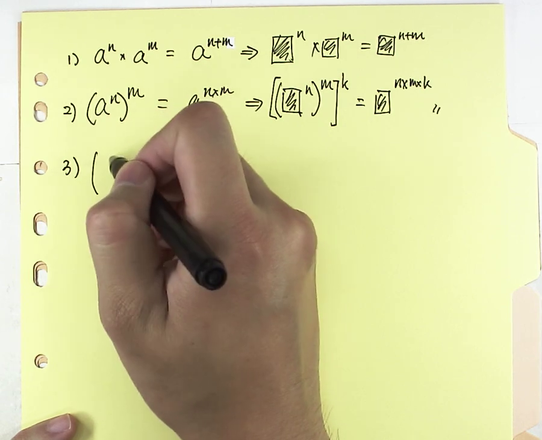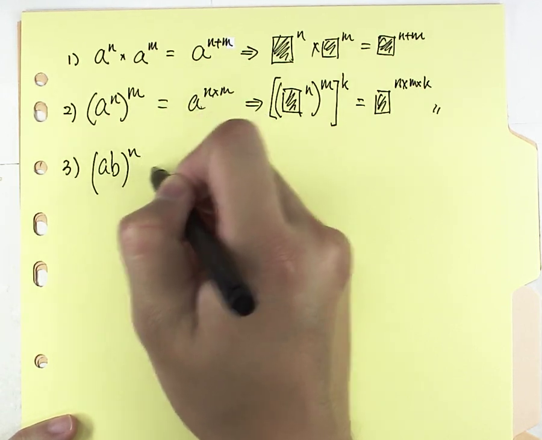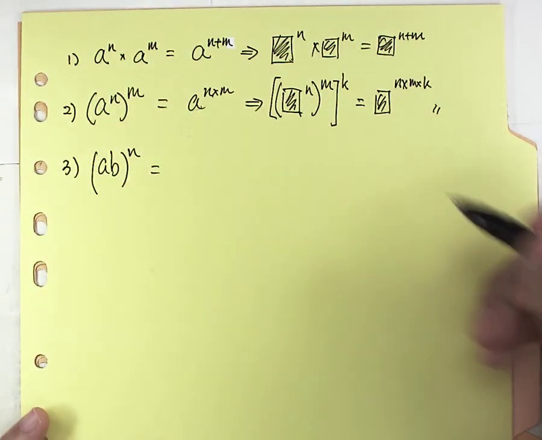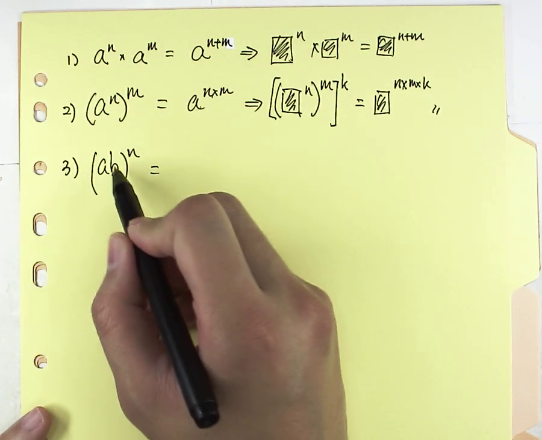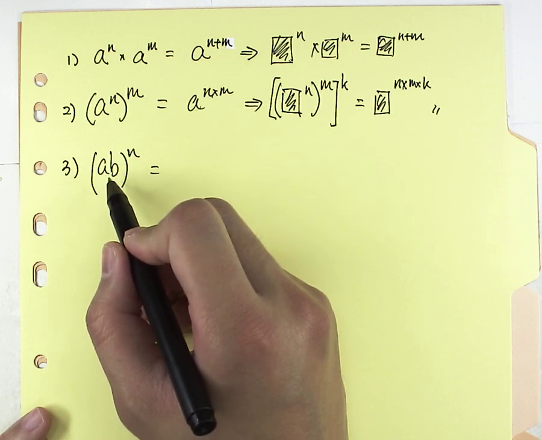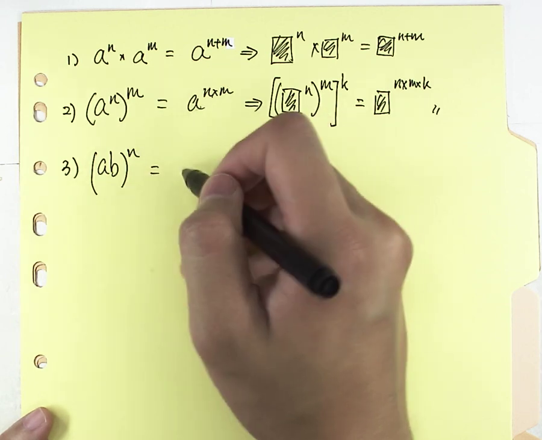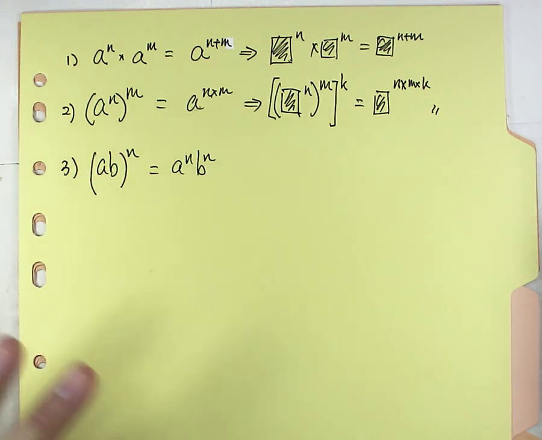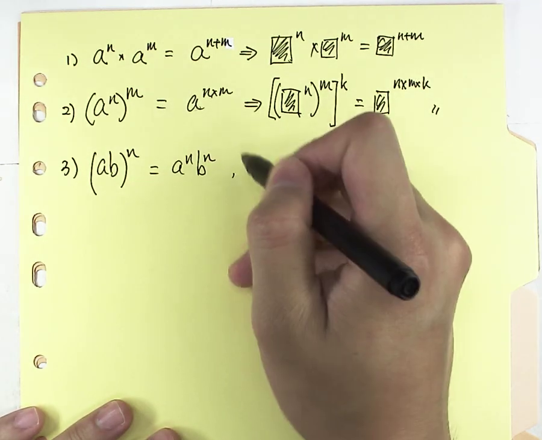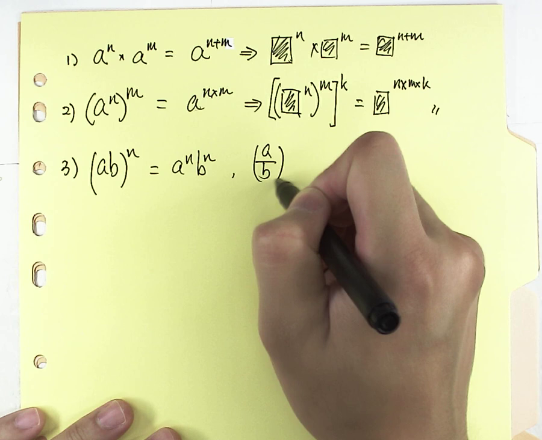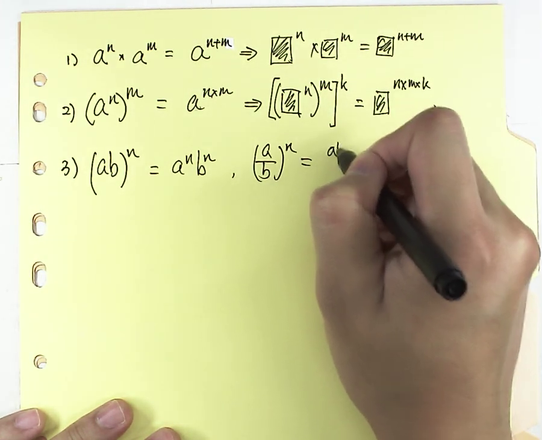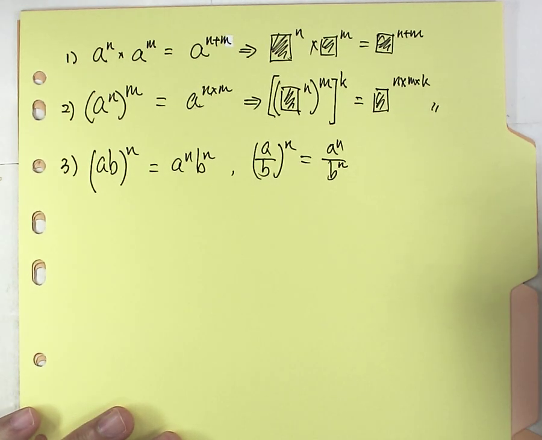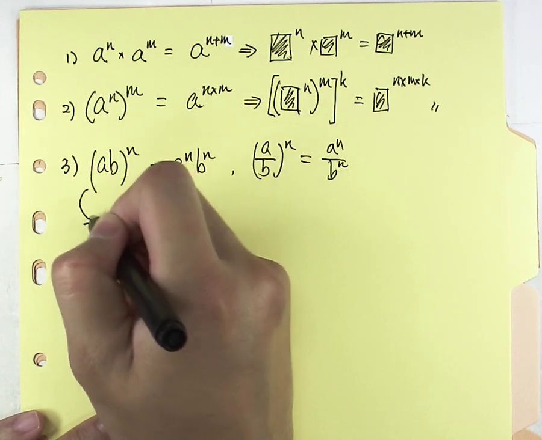When you're doing a times b, give it an n power. As long as the things inside the bracket are doing multiplication or division, you can give them the n power. You can just distribute the n to every one of them. The next one, you can have a over b to the power n, then you can distribute the n to the power of each of them.